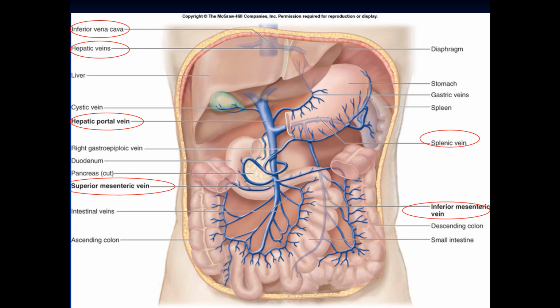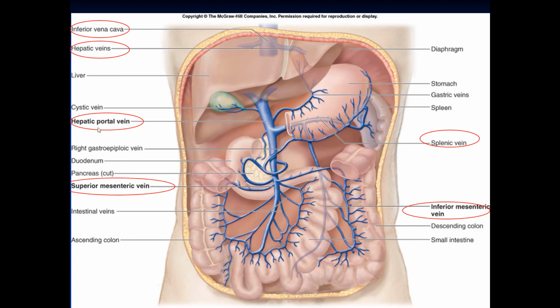And that's going to give us what we call the hepatic portal circulation, which is what we're going to talk about next. So if you can see, your intestines are kind of drained by these mesenteric veins. So you have a superior mesenteric and inferior mesenteric. You also have a splenic vein coming from the spleen. All of those are going to empty into the hepatic portal vein.